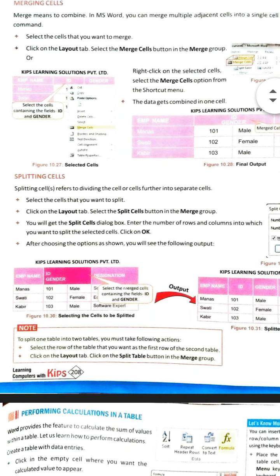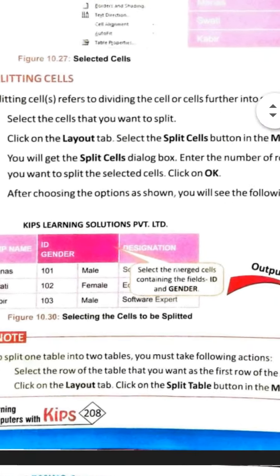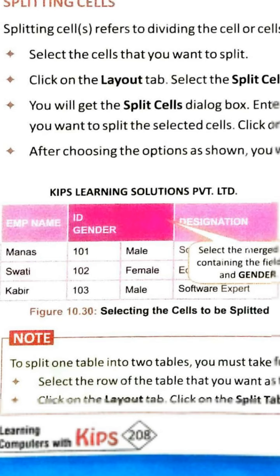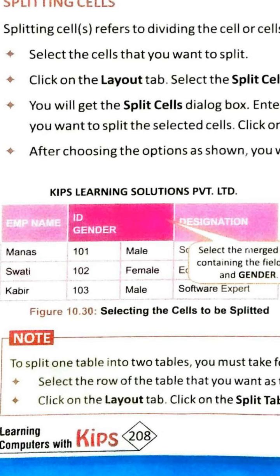Now after that, splitting the cell. Splitting a cell means, have a look here, ID and gender. ID and gender were converted to a single cell. Now if we want to make them different again, as they were earlier, we have to split it. How can you split?